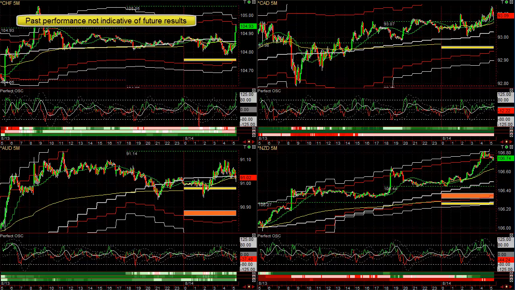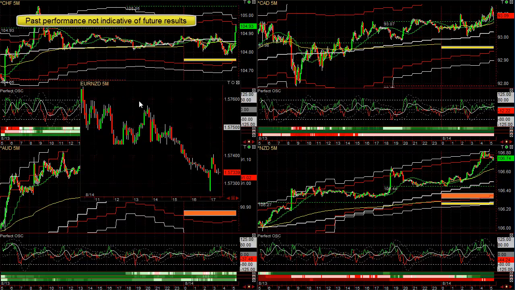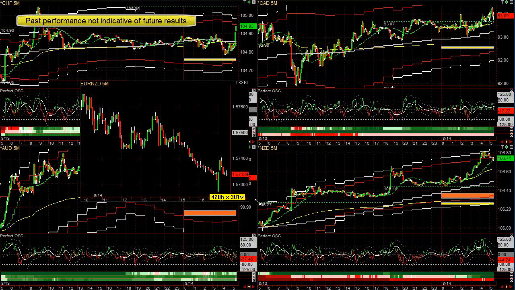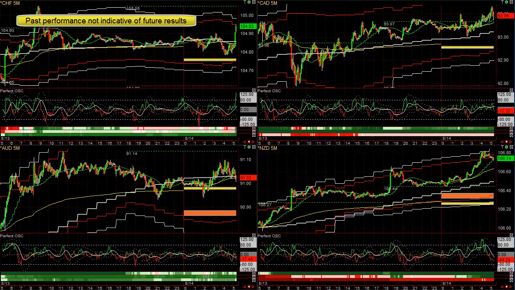So let's just bring up a regular chart of the euro New Zealand, again coming up around 5 o'clock, and the euro is likely to go down and New Zealand's likely to go up. And as you can see, although the trade didn't really generate much profit, it did fall as predicted, allowing you to at least get out of the trade with a break even.